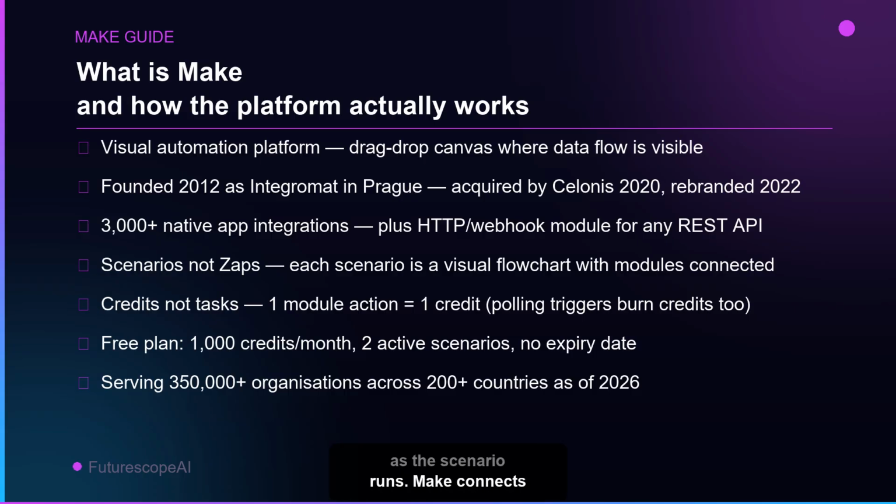the scenario runs. Make connects over 3,000 apps natively, plus an HTTP and webhook module that connects to any REST API. Billing is credit-based since August 2025, one module action equals 1 credit. This is similar to Zapier's task model, with one important difference: polling triggers consume credits every time they check for new data, even when no data is found. The free plan gives you 1,000 credits a month, 2 active scenarios, and no expiry date on the credits.